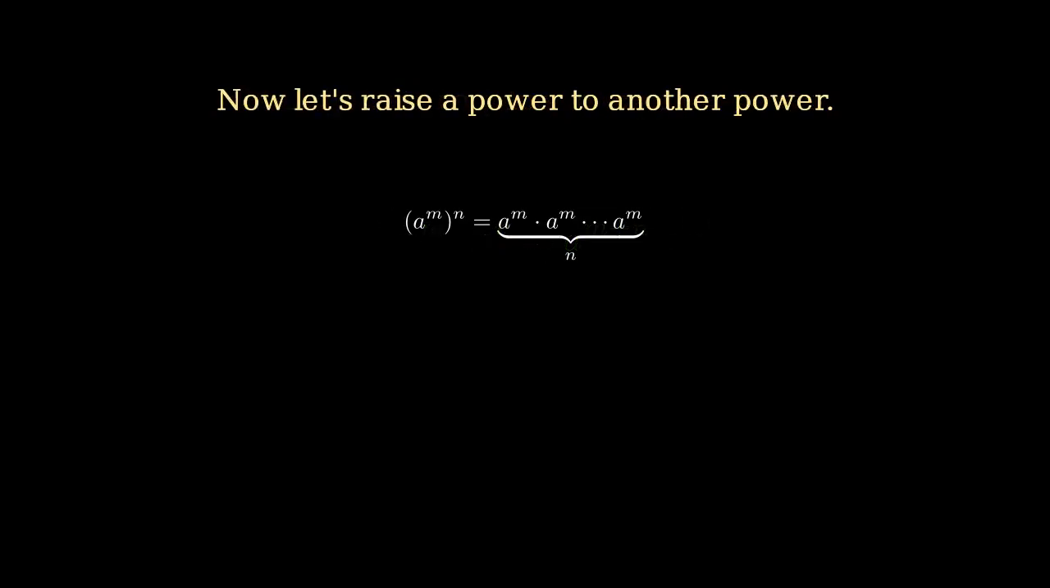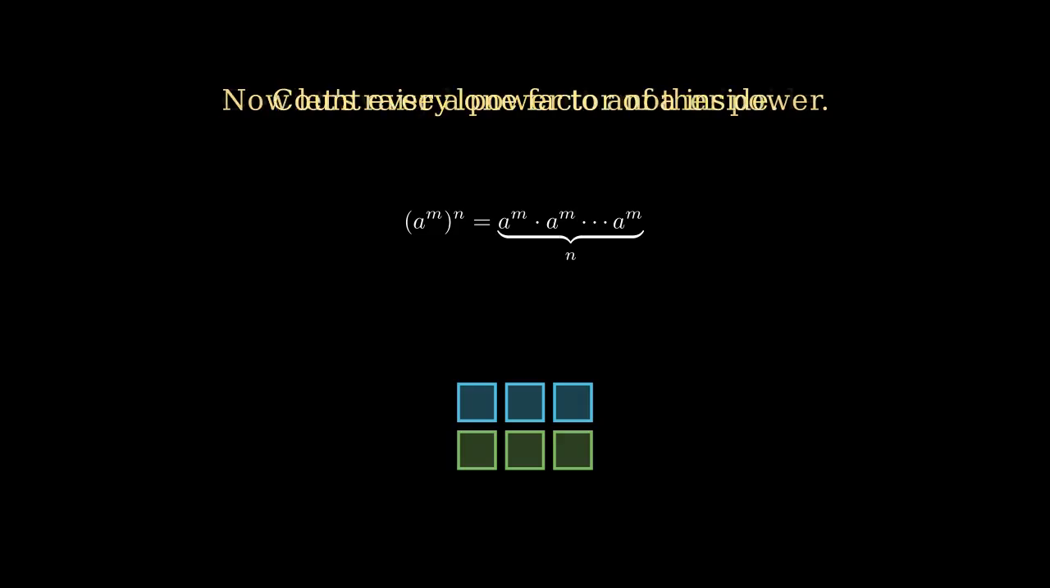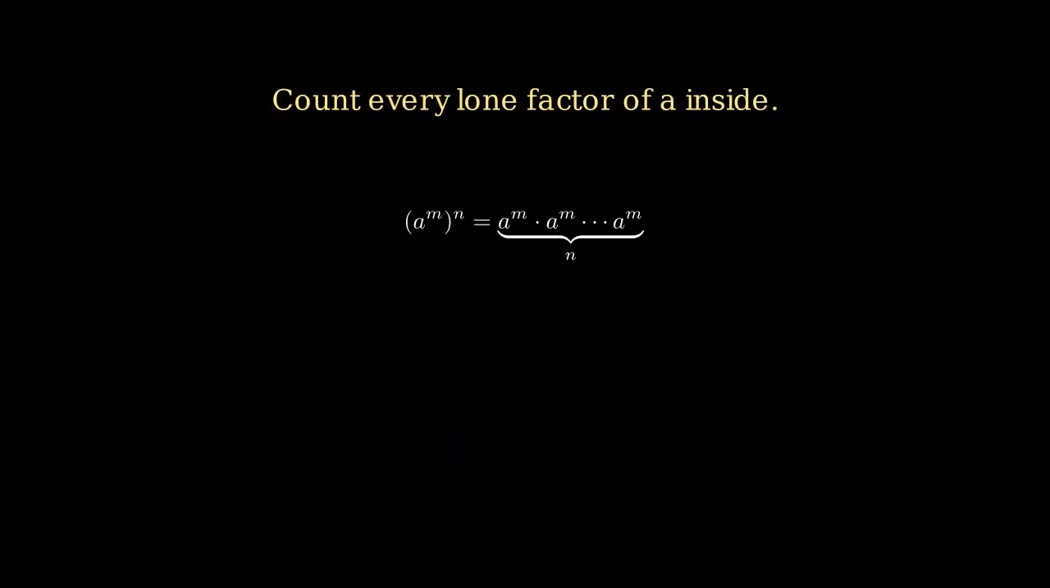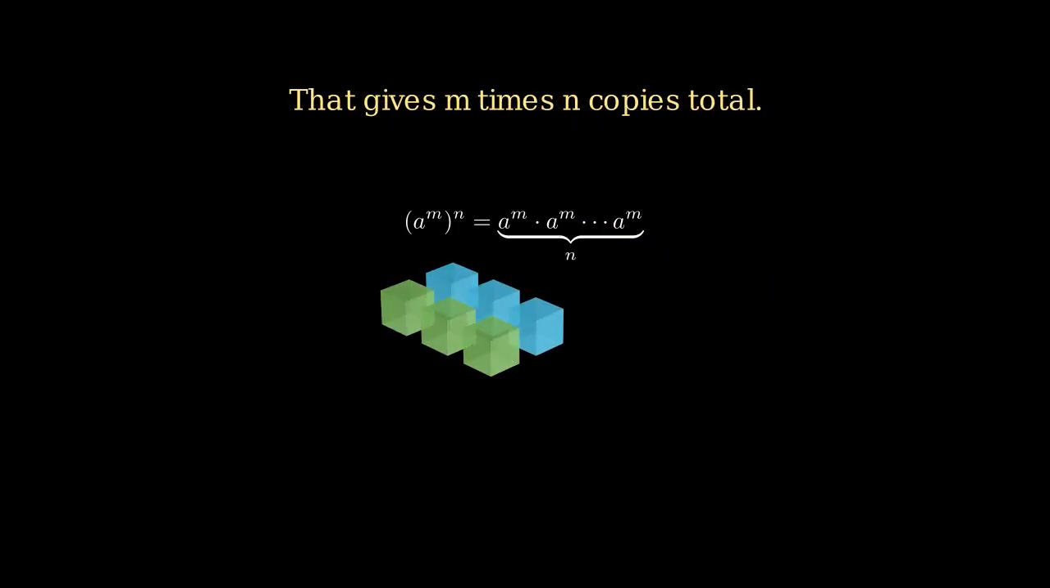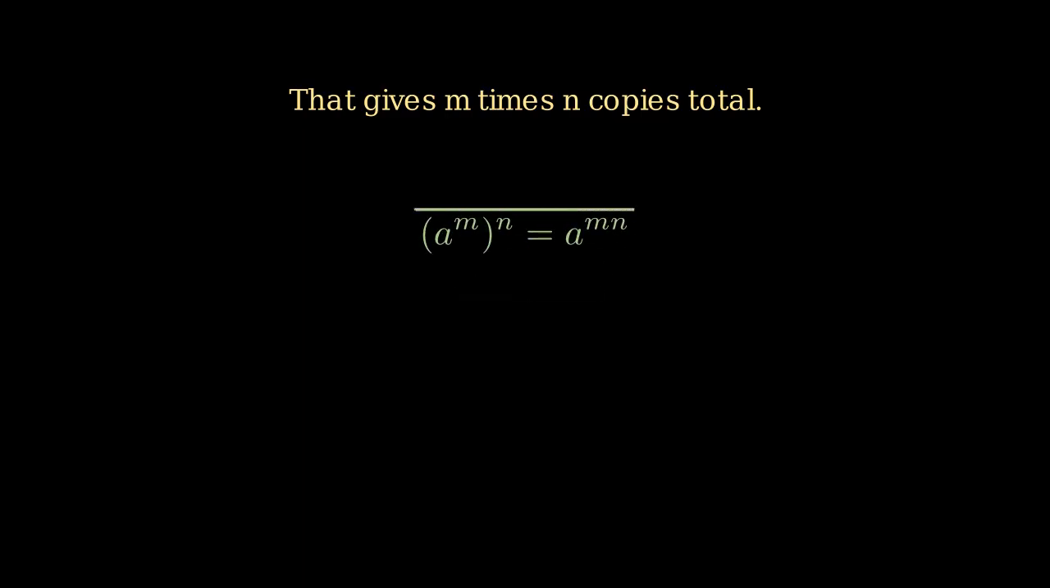Now let's stretch the same counting trick to (a^m)^n. That means you take the block a^m and multiply that whole block by itself n times. Counting up every lone factor of a inside all those blocks gives you m times n of them. So (a^m)^n equals a^(mn).